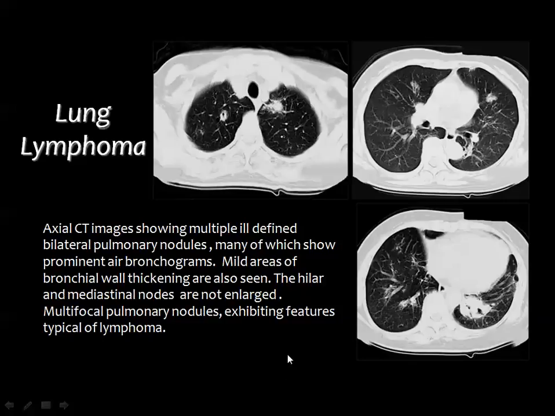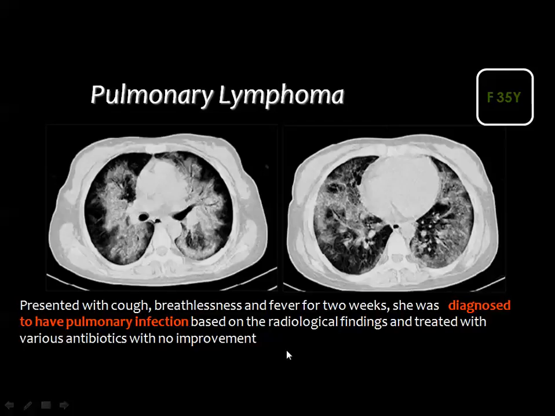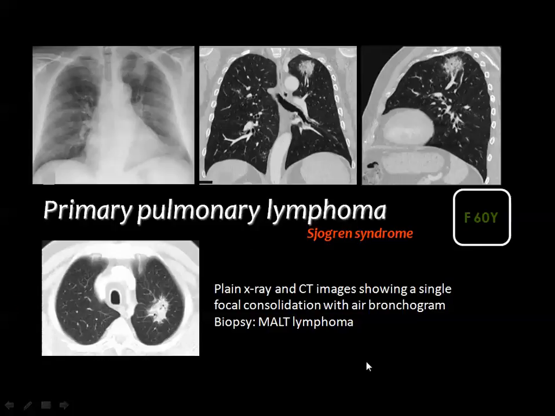as pulmonary lymphoma. This patient was diagnosed clinically as pneumonia based on the clinical picture of cough, breathlessness, and fever for 2 weeks. Then antibiotic therapy failed to show any improvement. Then the biopsy confirmed the diagnosis of pulmonary lymphoma. And you have variable appearances of pulmonary lymphoma. Most likely they simulate pneumonic patches.